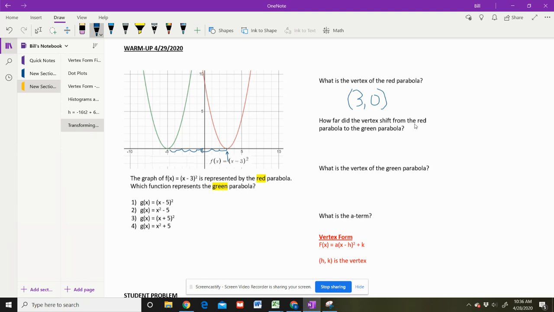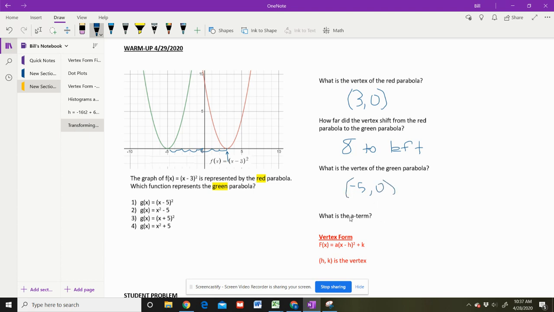How far did the vertex shift from the red parabola to the green parabola? So if we count 1, 2, 3, 4, 5, 6, 7, 8, we shifted 8 units to the left. Okay, so we shifted 8 units to the left. What is the vertex of the green parabola? So if we look, we can see that we're at negative 5, 0.